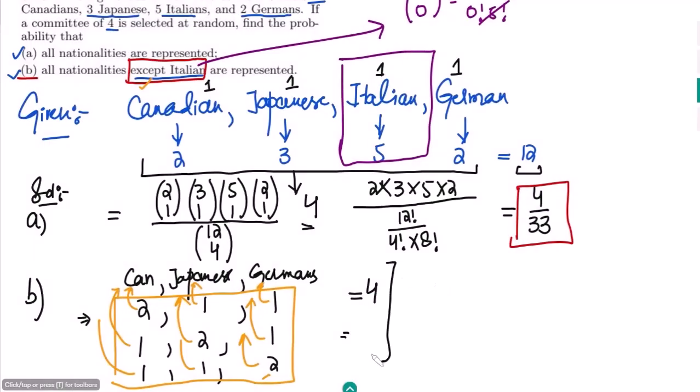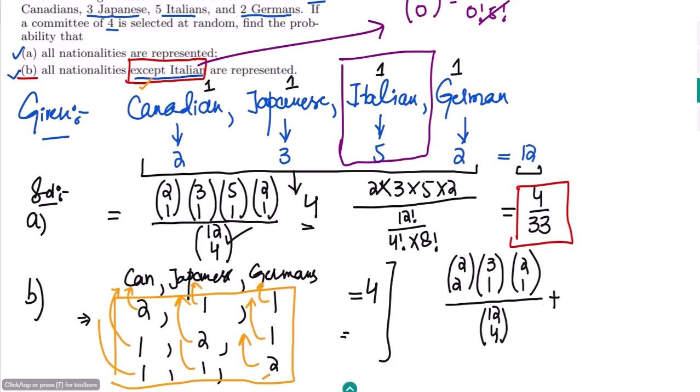So using the hypergeometric probability distribution, the total number of Canadians is 2, the Japanese are 3, Italians are none, and Germans are 2. For the first combination we have 2, 1, 1, so we will write 2 choose 2, 3 choose 1, 2 choose 1, whole divided by the total number of combinations, which is 12 choose 4. Or we can have this combination as well.